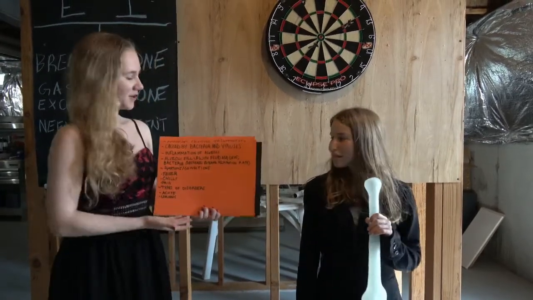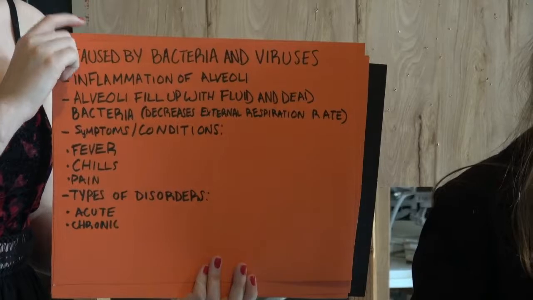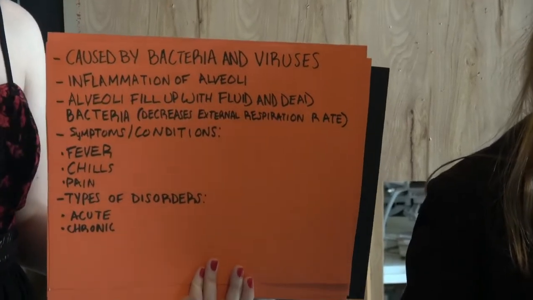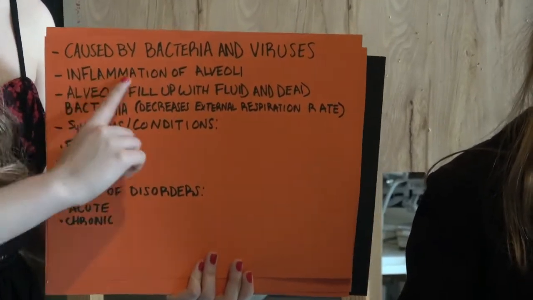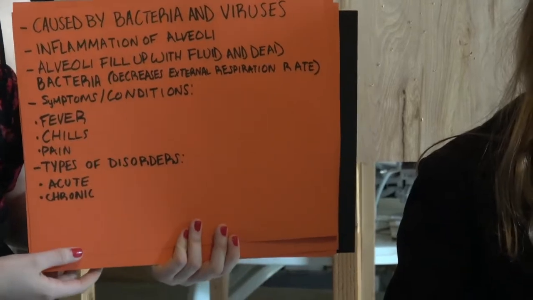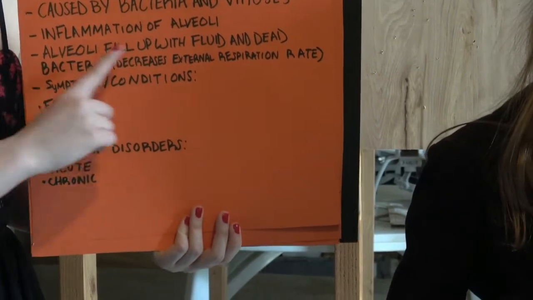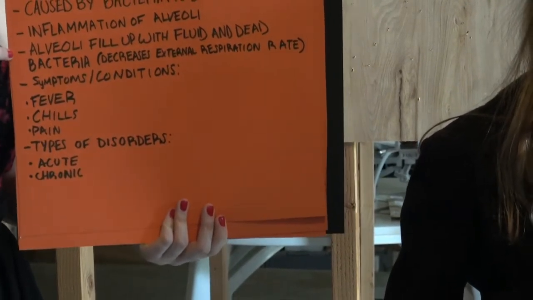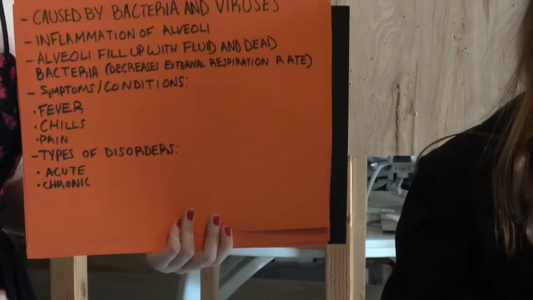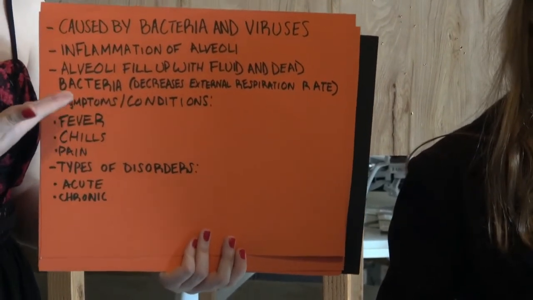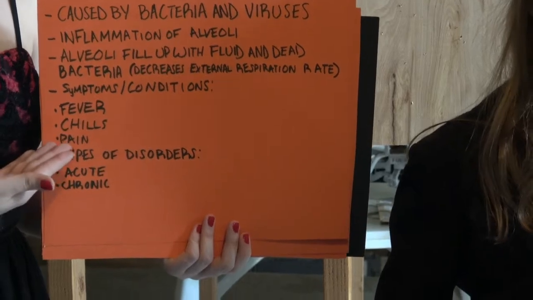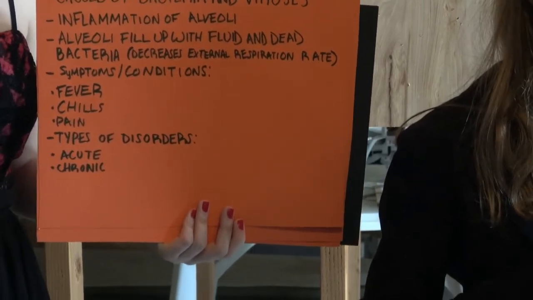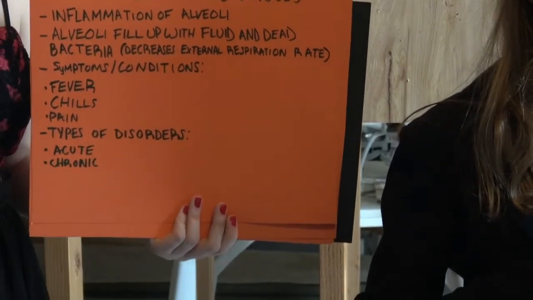The next disorder. This disorder is caused by bacteria and viruses, and it's the inflammation of the alveoli. The inflamed alveoli fill up with fluid and dead bacteria, greatly decreasing the external respiration rate. The symptoms and conditions include fever, chills, and pain. There are 2 types to this disorder, acute and chronic.